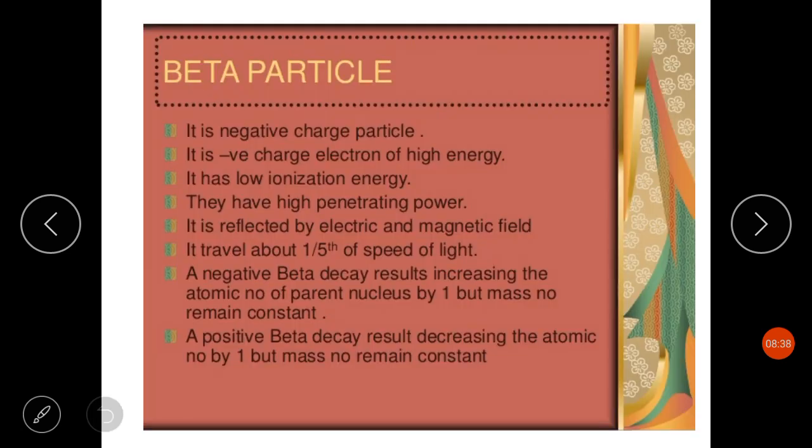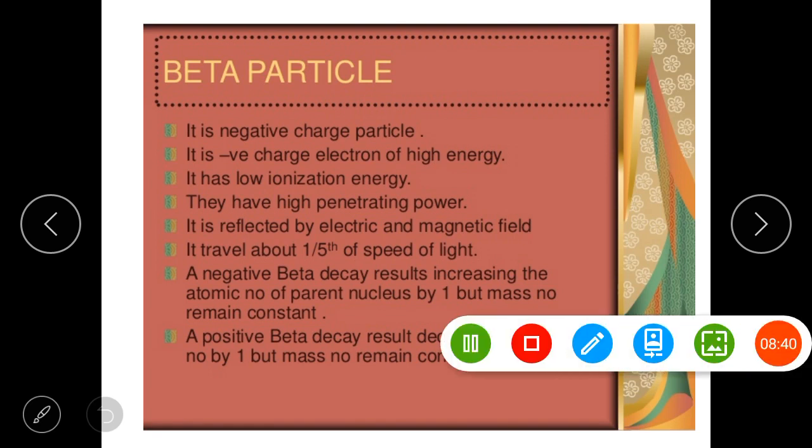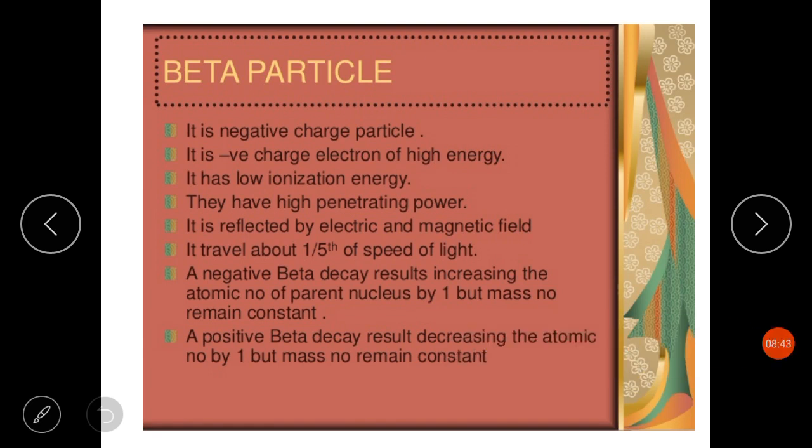Next is beta particle. A beta particle is an electron with a mass of 9 x 10^-31 kg and a charge of 1.6 x 10^-19 coulomb.